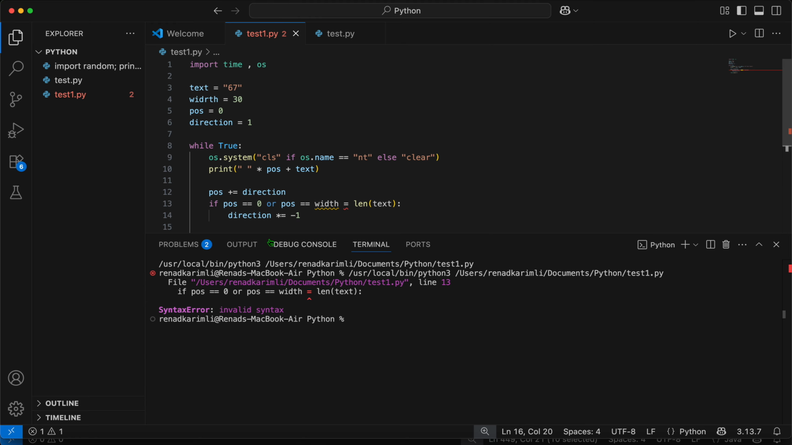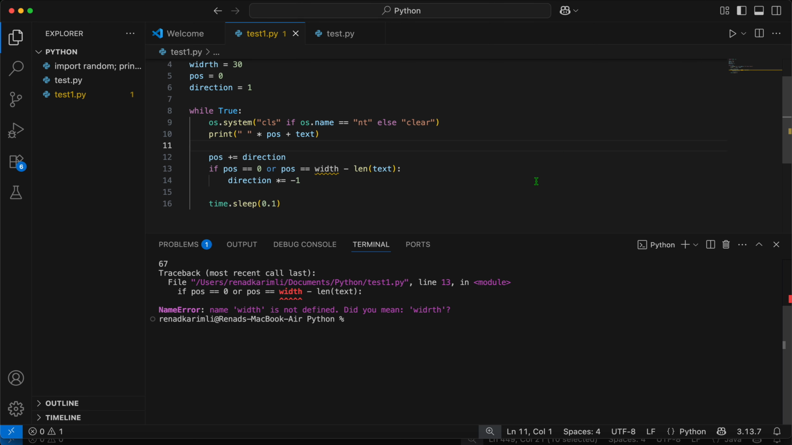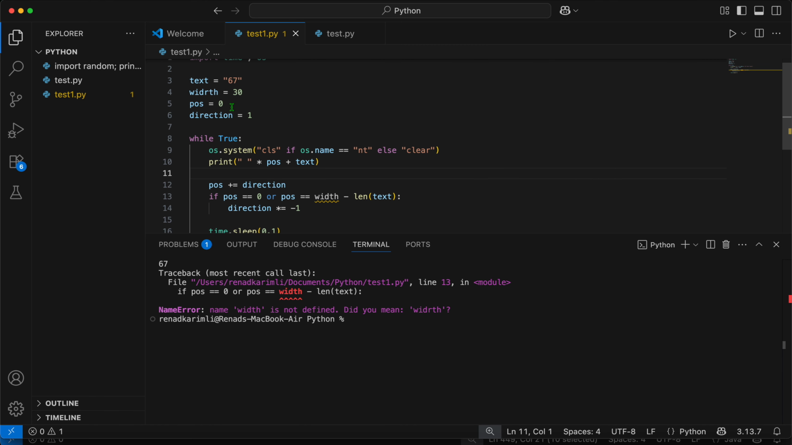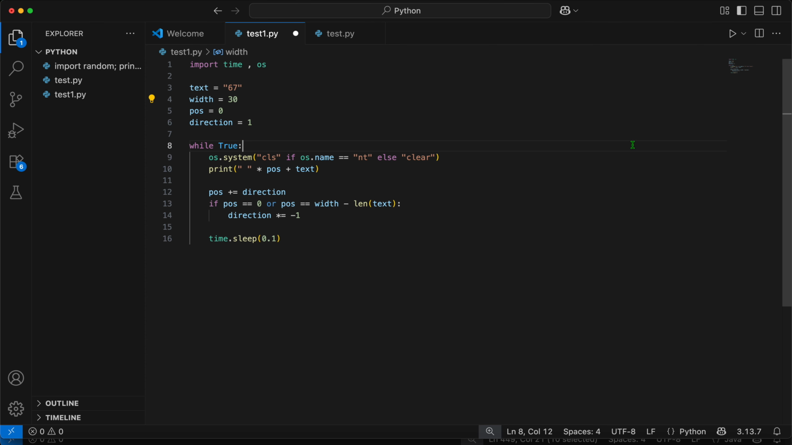It says a bug. Oh, I should have written a minus here. Width. So let's save it up.